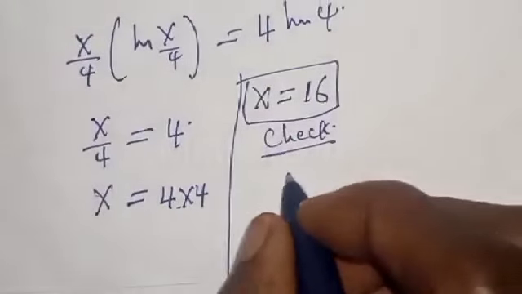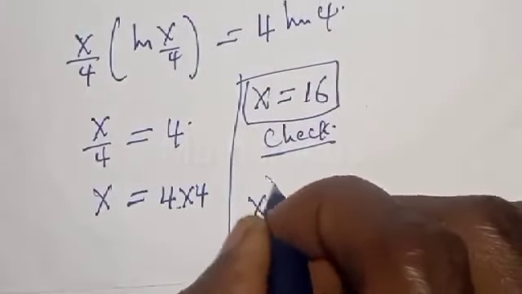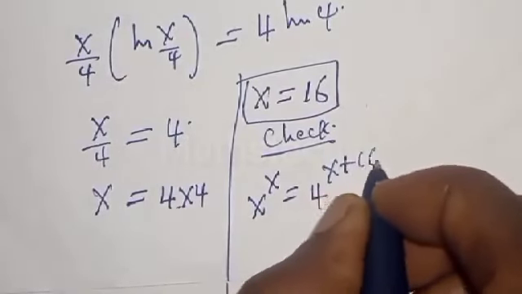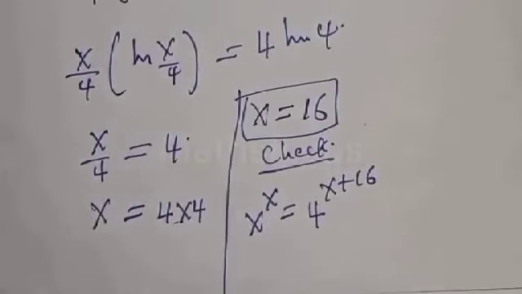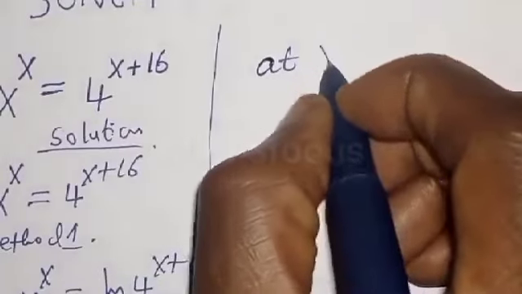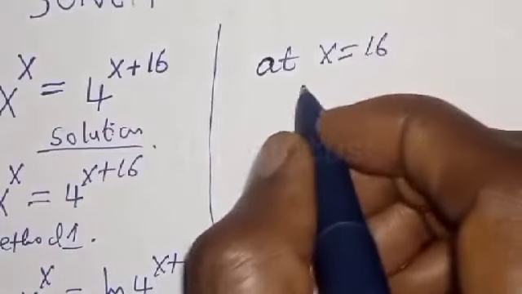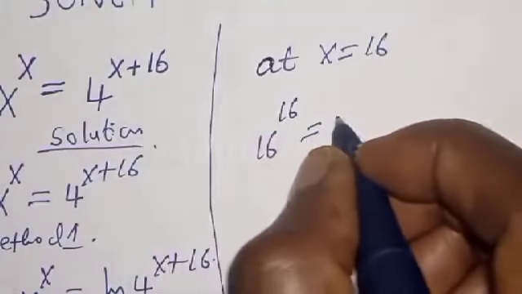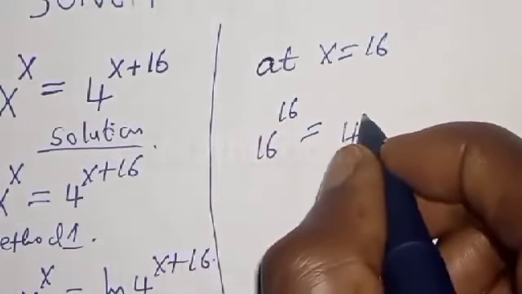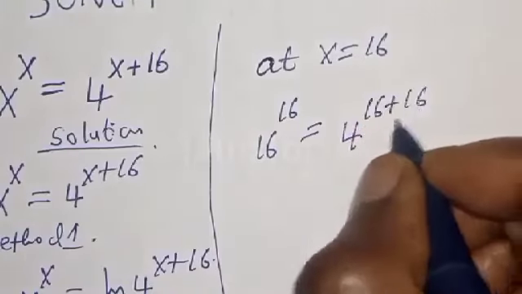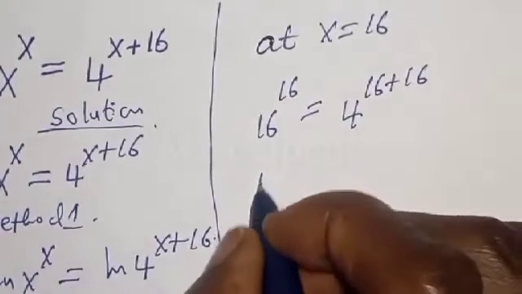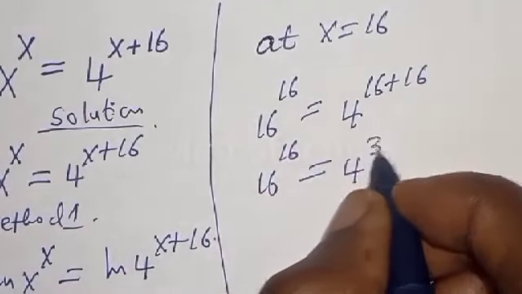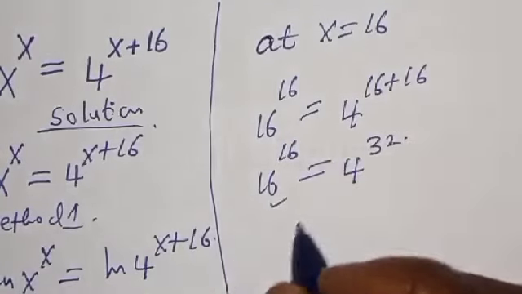We have the given equation, x raised to power x is equal to 4 raised to power x plus 16, at x is equal to 16. Now we have 16 raised to power 16 is equal to 4 raised to power 16 plus 16. Then the right hand side is 4 raised to power 32. Now let's work with this left hand side.